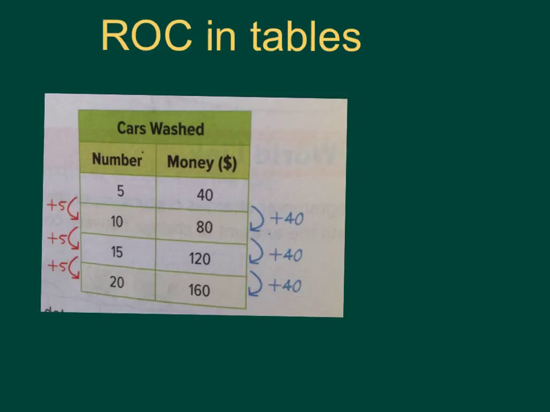When we're looking at tables, all we're looking for is how does each value change. When we talk about values, we have money and we have number. This is the number of cars. So here I'm asking how does each value change? And you'll see in the notes, this is right from our book, that every time the money goes up by 40, the cars go up by 5. So we have this change of 40 and this change of 5.